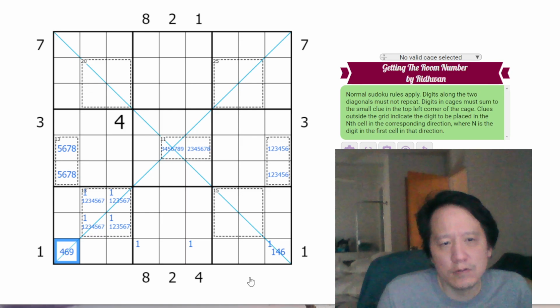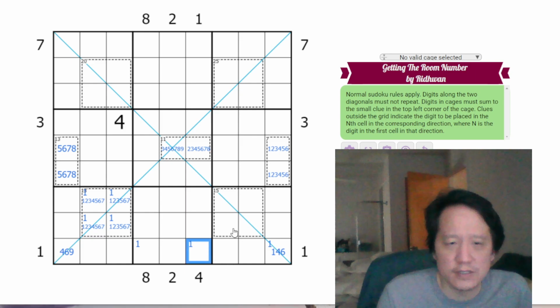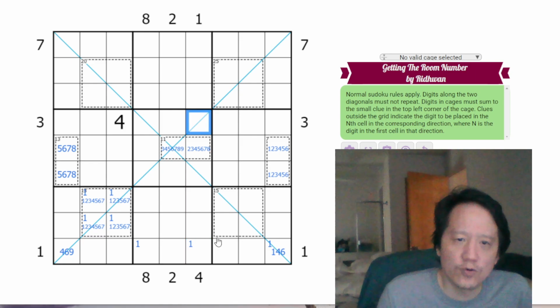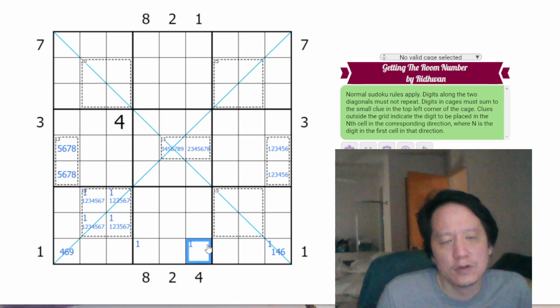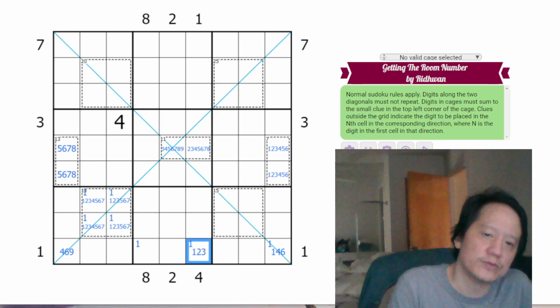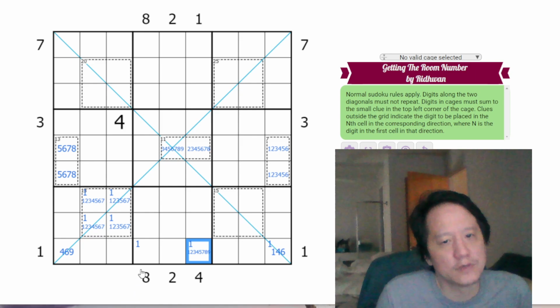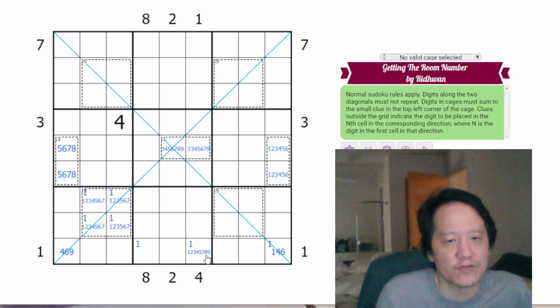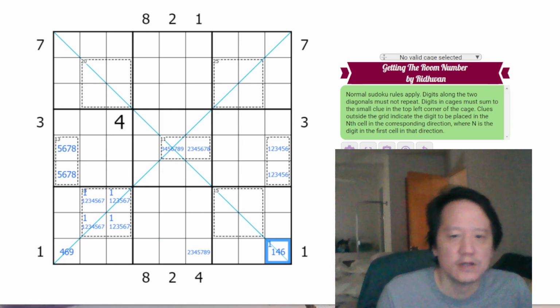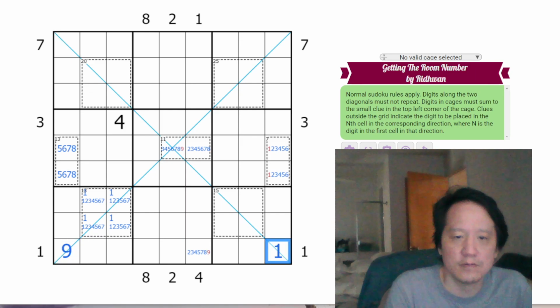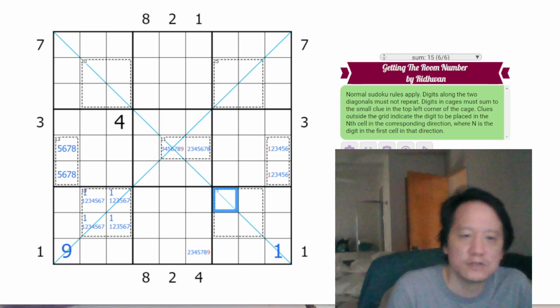Okay. Interesting. I don't know what that tells us, but 4 cannot be here. So this could be 1, 2, 3, 4, 5, 7, 8, or 9. Oh, this can't be 1. If this was 1, this would have to be 4. Oh, okay. Similarly, this can't be 1. If this is 1, this would have to be 8. So this can't be 1. Okay, so now we know. So then this is 1. This is 9. So this has to be 2, 3, 4, 6.